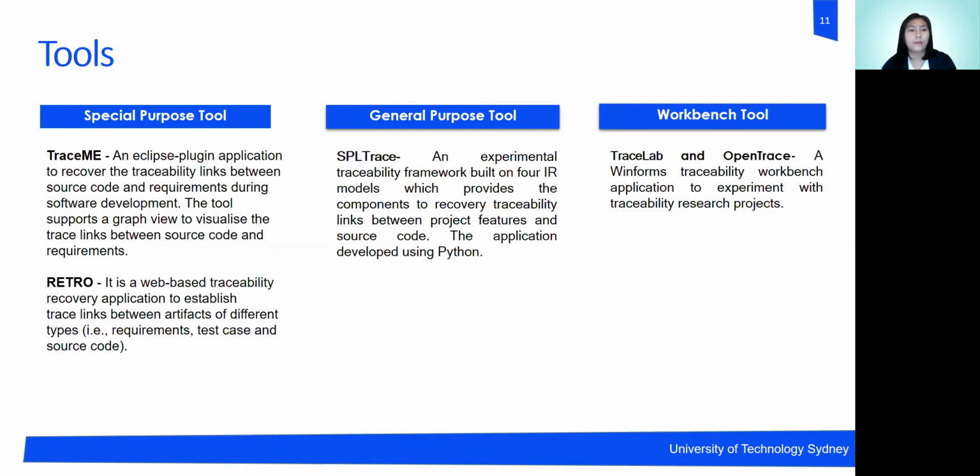Next one is a traceability tool. We found 5 traceability tools introduced in our primary study. The first 2 are TraceMe and Retro. These are the special purpose tools which focus on tracing between requirement and the source code and test case. The middle one is SPL trace, a general purpose tool which provide a framework to build traceability model. And the last 2 are TraceLab and OpenTrace. OpenTrace is a workbench tool which provide a space for researchers to experiment traceability project.